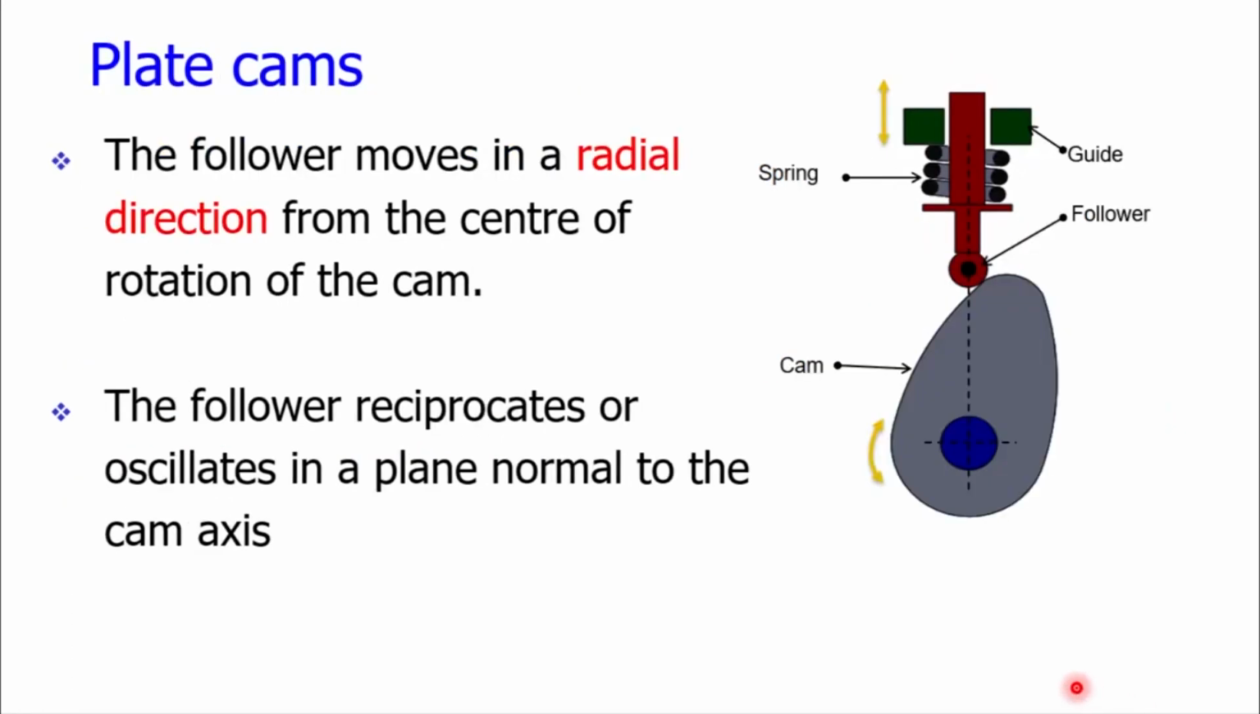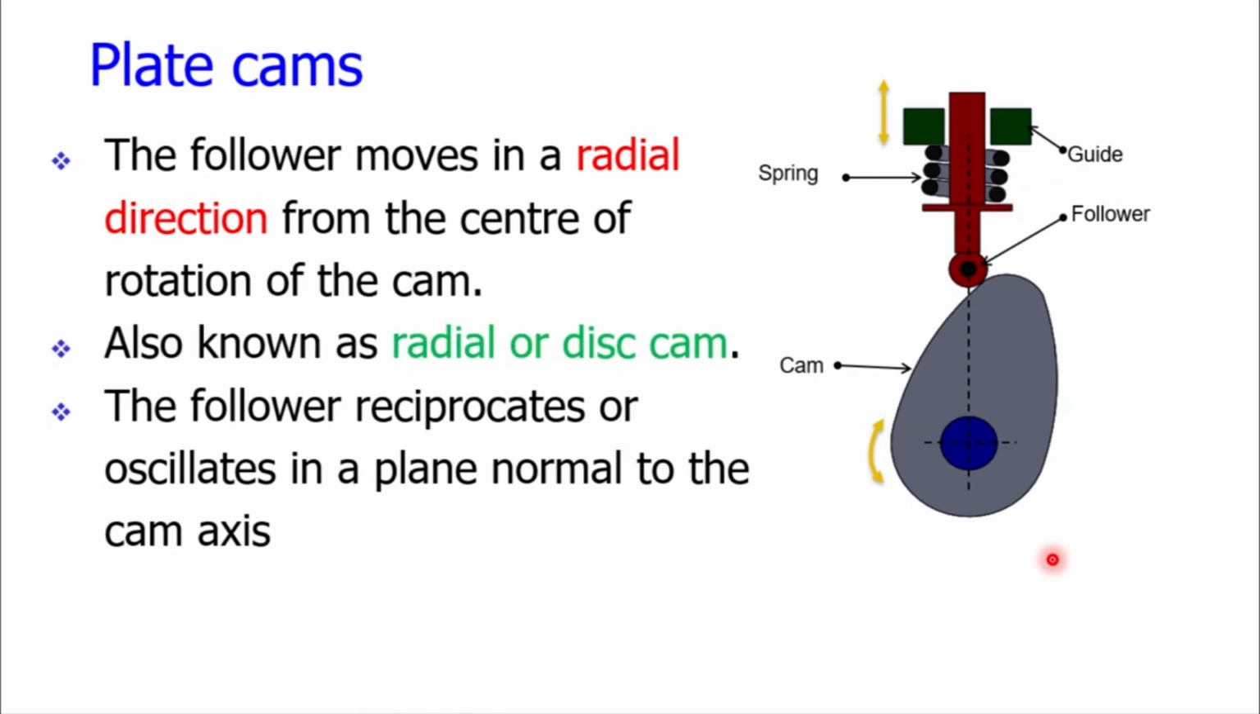In plate cams, the follower is moving in the radial direction. The schematic can be seen on your screen. There is a plate cam which is rotating about its axis. We have a follower. The translatory motion of the follower is in the radial direction of the cam. The other arrangement is very similar to the previous one. We do have a spring and the guide. This type of plate cam is also called the disc cam or the radial cam.